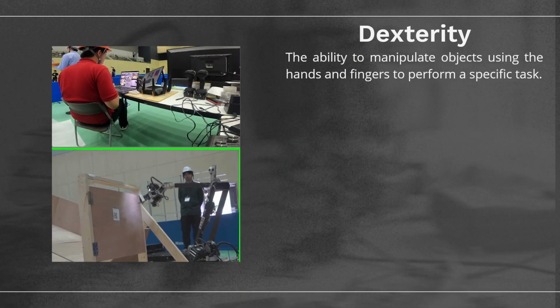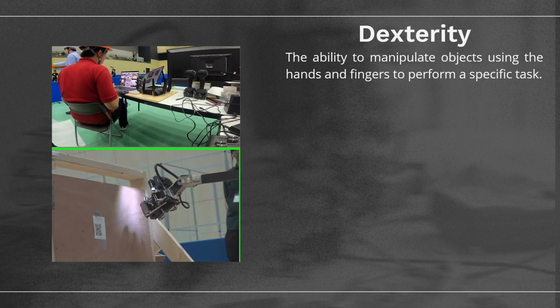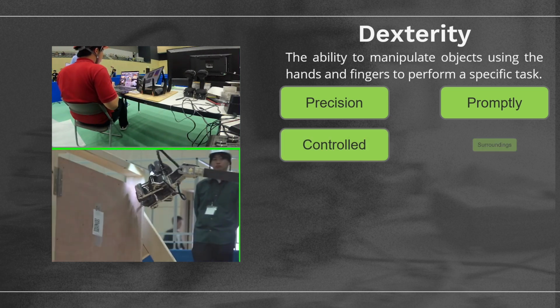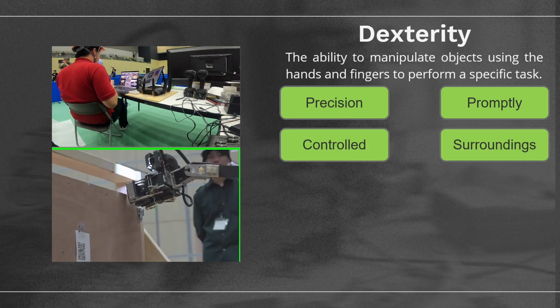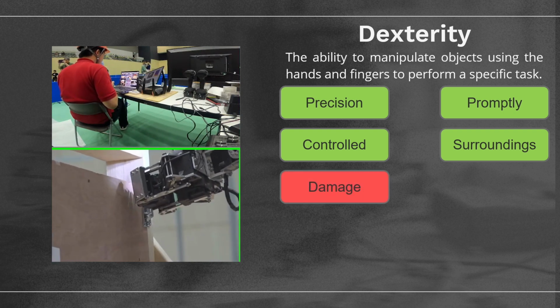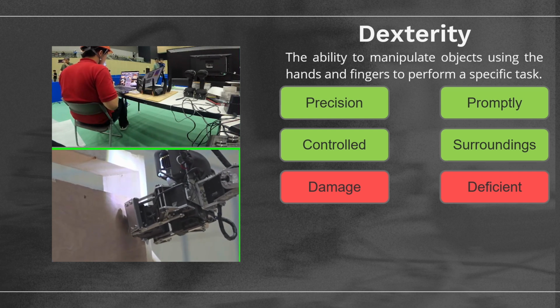Dexterity, the ability to manipulate objects using the hands and fingers to perform a specific task with precision and in a timely manner. The movements must be fully controlled and responsive to the surrounding environment. Otherwise, it can result in damages to the robot itself, the environment, the objects nearby, or even people. It also would not be able to fulfill the task it's commanded to.